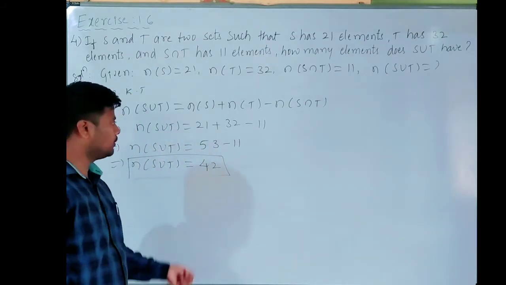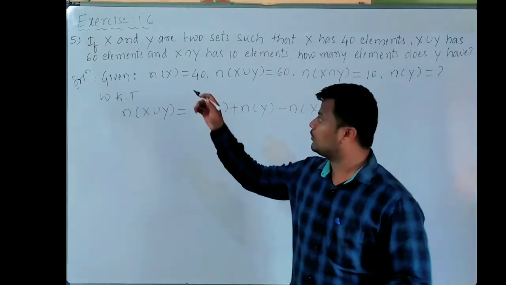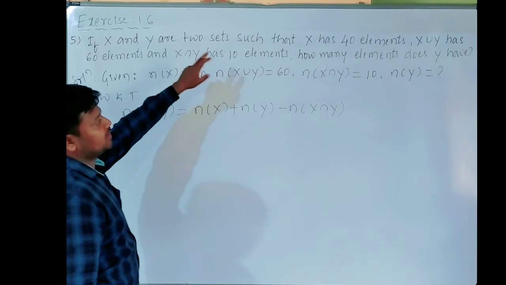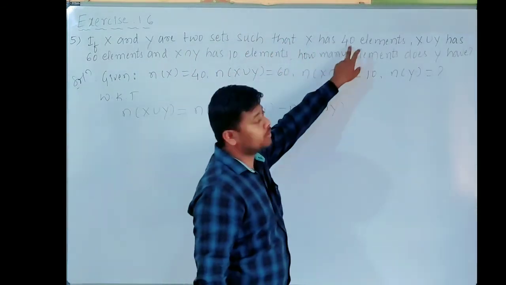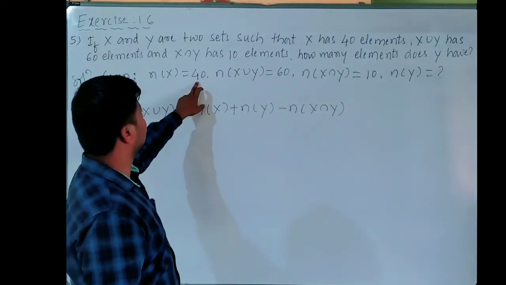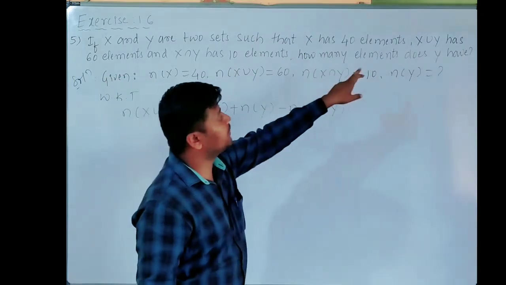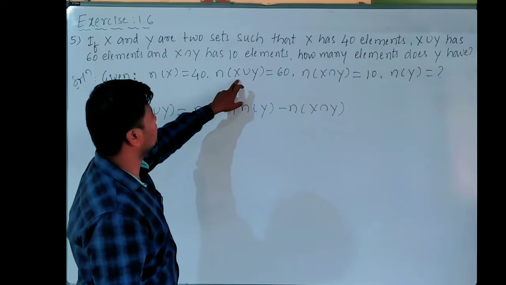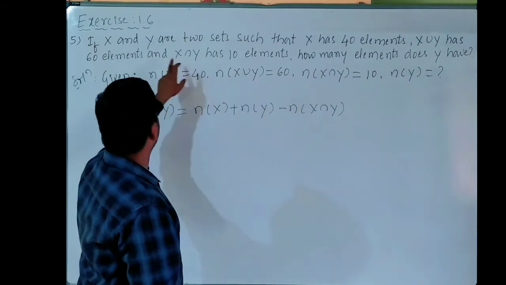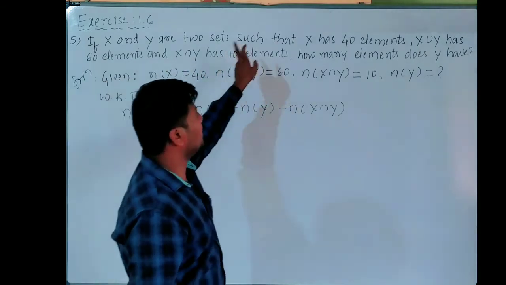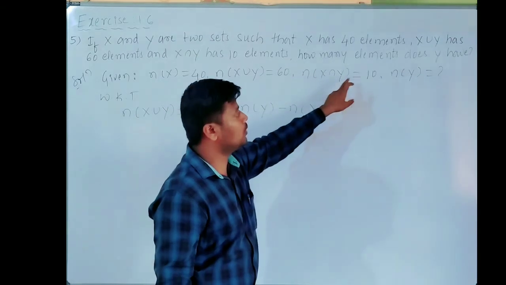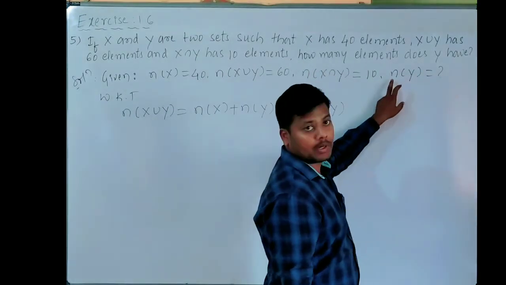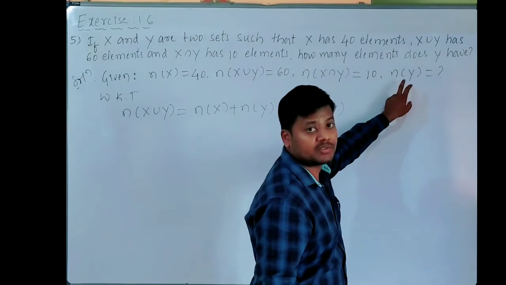Okay. Note down. Next, fifth question. If x and y are two sets such that x has 40 elements, x union y has 60 elements, n of x union y equals 60, and x intersection y has 10 elements, n of x intersection y equals 10. How many elements does y have? So you have to find the number of elements in set y.